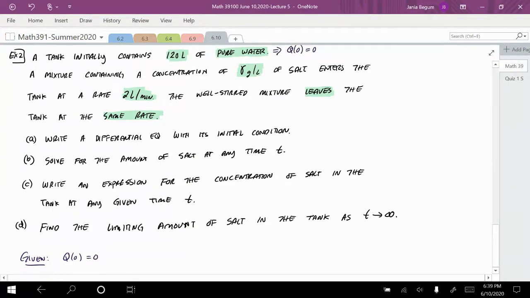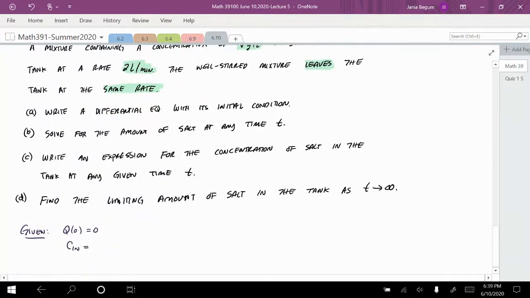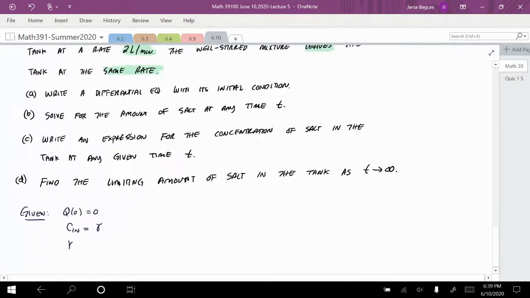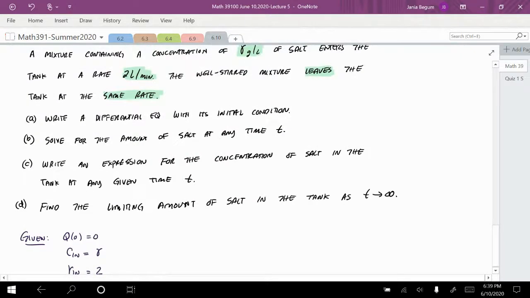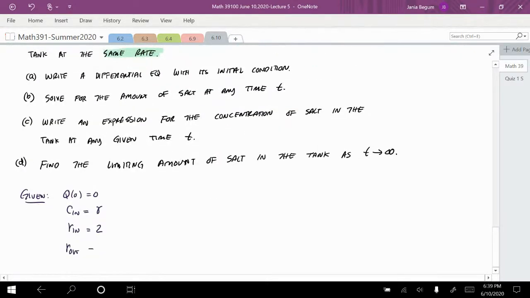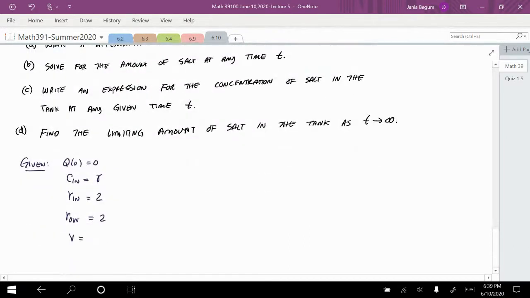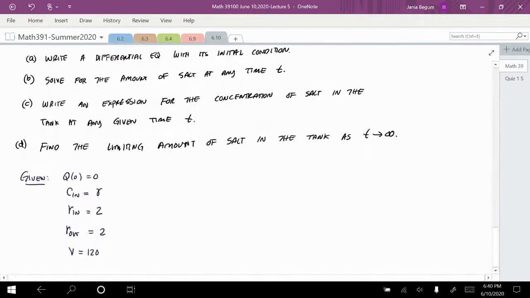So we have concentration in. So C in, that's some gamma, right? Whatever that number is, it's gamma. And we have rate in, that's given to us as 2. And it's well stirred and leaves at the same rate. So rate out is also 2. Okay, and we know the volume, so initially it contains that, so I can just call it V is 120. So your rate in, rate out is constant. That means the volume is always 120. Constant rate, constant volume, sorry.